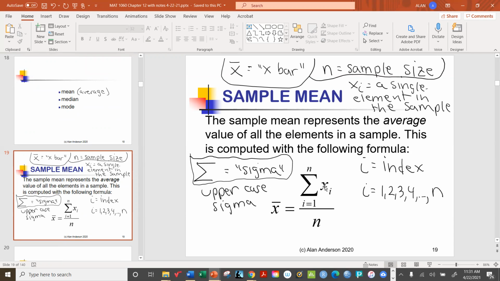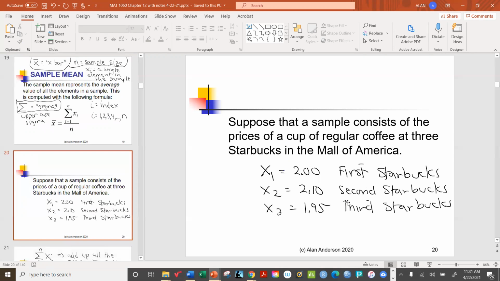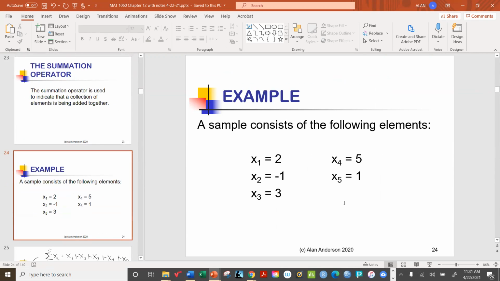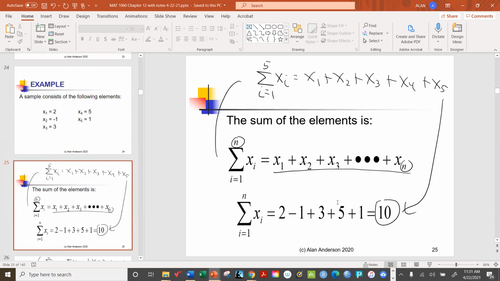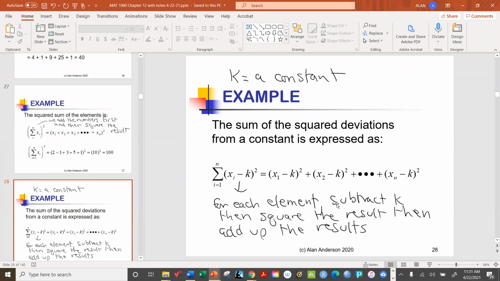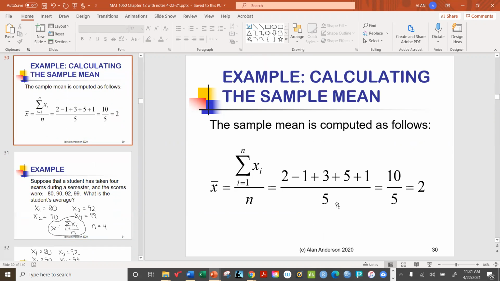We introduced the summation operator, of course, because we need that to get our results. And so we had a case with 5 sample elements, and we calculated the sample mean very quickly and easily as, there it is, 2, because when we add up the elements in the numerator, we got a 10, and then we divided by the 5 elements, and then we ended up with 2 as our sample mean.